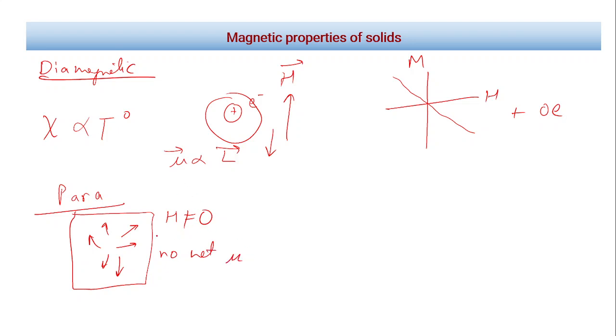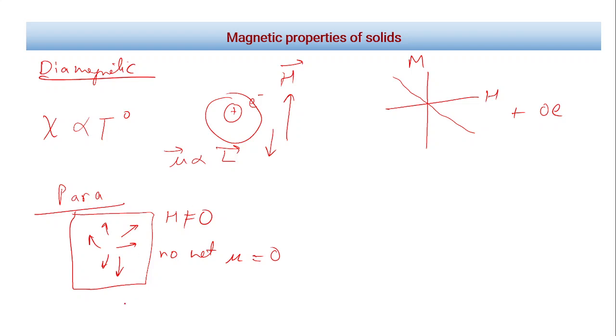Till we are not applying any field, the magnetic moments because of unpaired electrons in the atoms, whatever this material is, its atoms will have magnetic moment, and if they are paired, then that will be cancelled out. But if there are some unpaired, because of that there will be these magnetic moments, but they are randomly oriented. So the net magnetic moment of that whole material comes out to be 0.